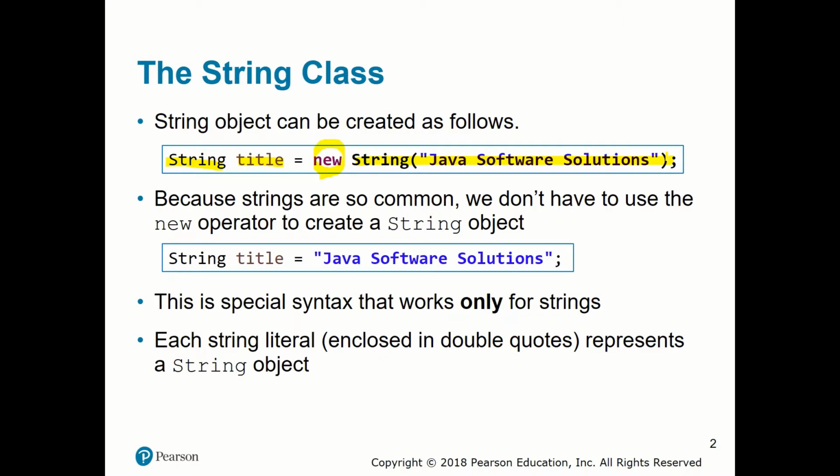However, because strings are so common, we don't have to use the new operator to create a string object. So a string can be created like this, without the new keyword. This special syntax works only for strings. Only for strings. Each string literal enclosed in double quotes represents a string object.